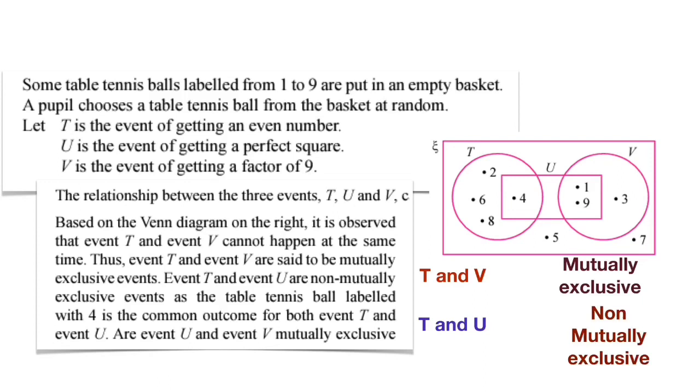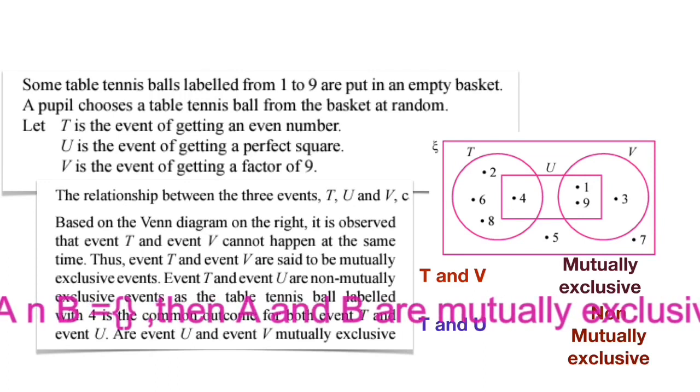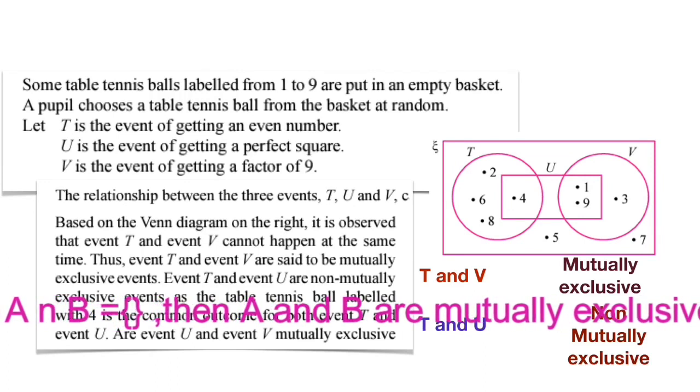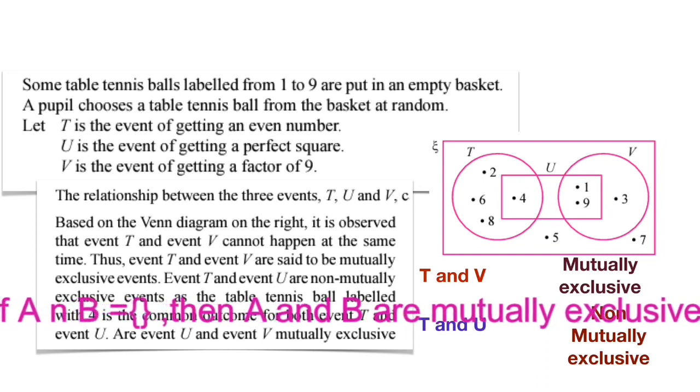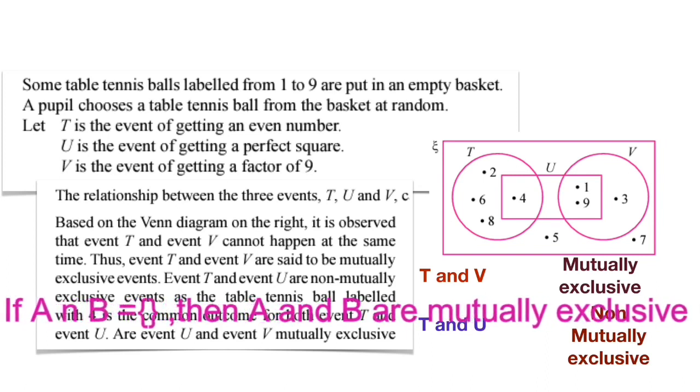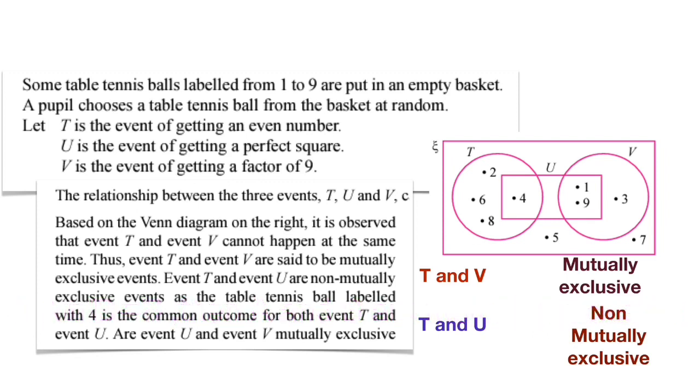Now, are event U and V mutually exclusive? Please tell me the answer. U and V. Okay, please think first. Look at the U, look at the V. Are they intersecting? Okay. So, T and V are mutually exclusive because they do not intersect. T and U are non-mutually exclusive because they are intersecting. Okay? Understand?